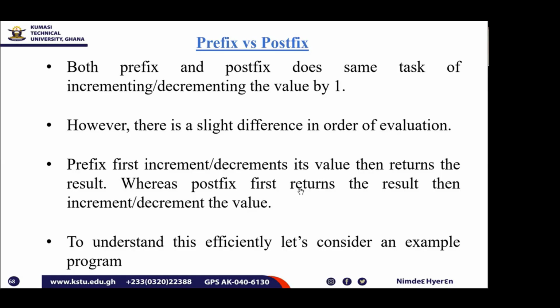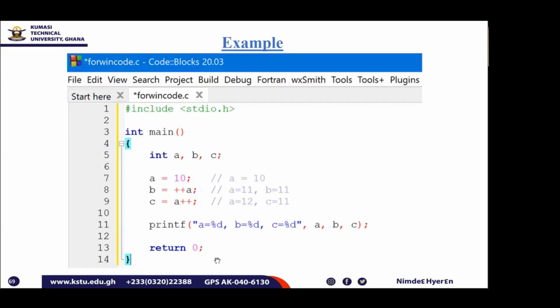Now, when it comes to evaluation, there is a slight difference in the order of evaluating this. Prefix first increments or decrements its value, then returns the result. Whereas postfix first returns the result, then increments or decrements the value. So now let's look at an example to explain that further.